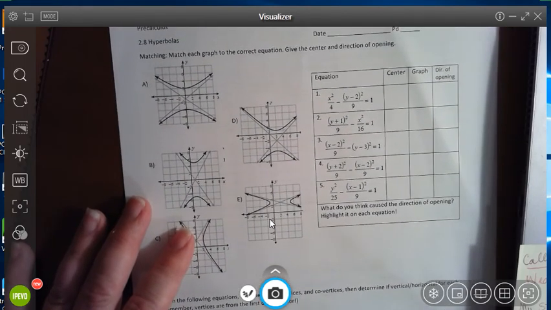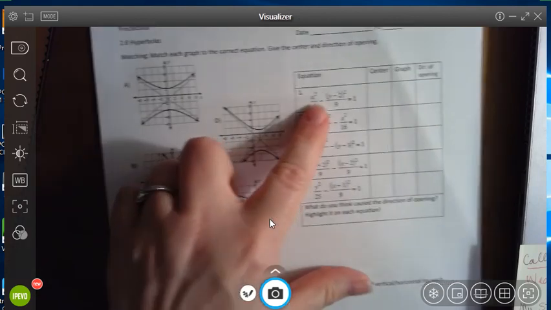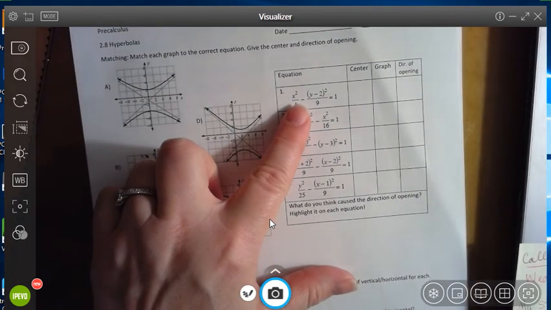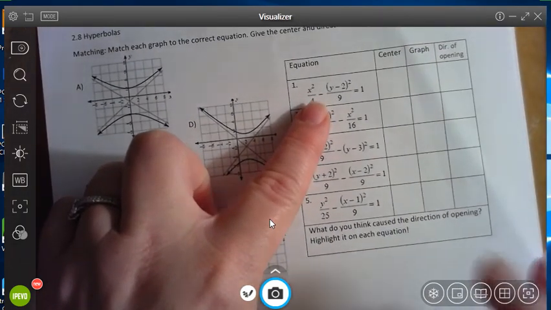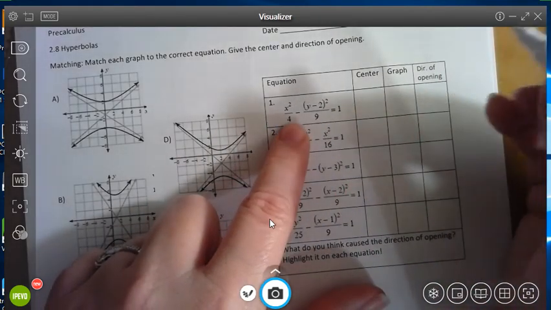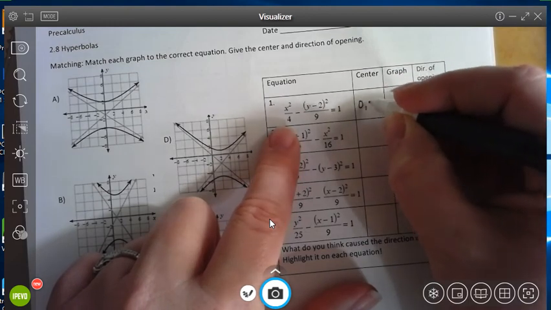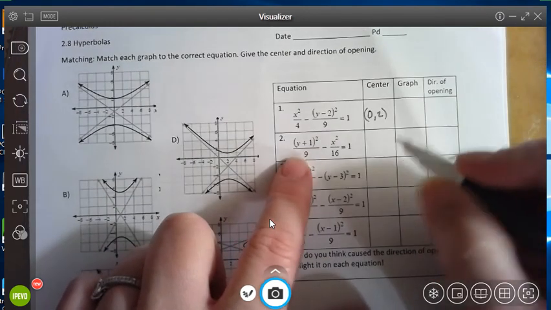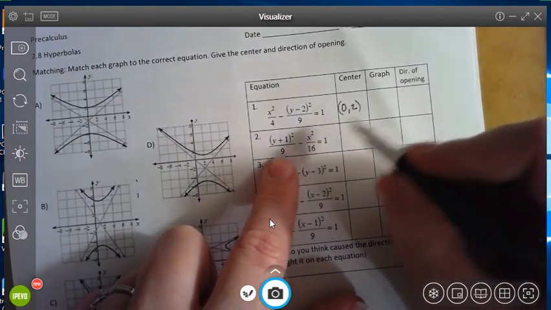All right, so we're going to start with hyperbolas. What I had the class do today is I said, okay, can anybody tell me what the center of this first equation is? I'm going to come down and zoom in on that a little bit better. In this first equation, somebody shouted out, oh, the center is 0, 2. And they were right. Then they said, okay, what is the center here? And I gave them time to do it.